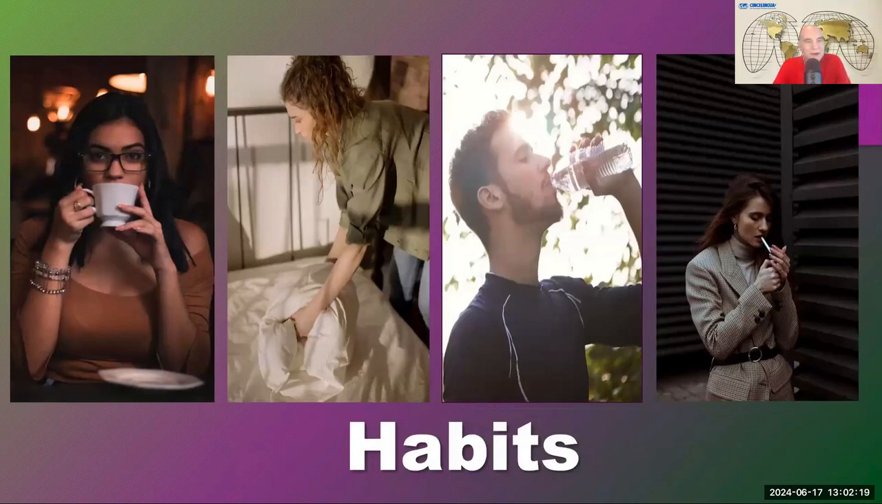So here we can see that one lady here, she apparently has a habit of drinking coffee or maybe tea. So coffee or tea drinking is one of her habits. Next lady here, she has the habit of making her bed. Making her bed, she does this regularly. This gentleman here, it looks like he exercises regularly and hydrates regularly. So this is part of his lifestyle. And the young lady over here, she has, I would say, a bad habit of smoking cigarettes, of lighting up. So these are some examples of habits.